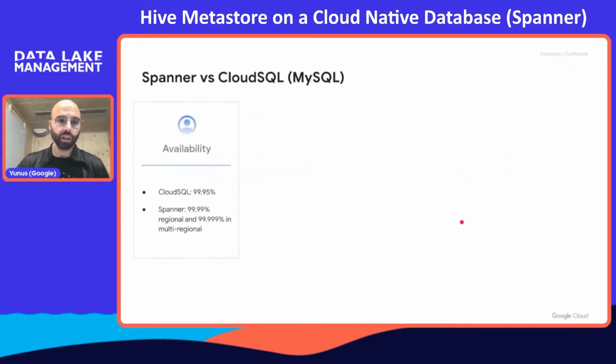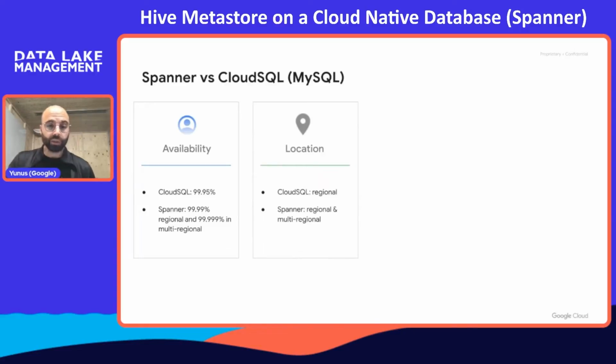To go into more detail, Cloud SQL, which is the MySQL main service that we offer, currently has a 99.95 SLA, and for Spanner it is four nines regional and five nines multi-regional. So we really provide higher availability. And as I said earlier, Metastore is a central place. Every query that you make in Hive or Spark goes first to Metastore, so the availability of the Metastore defines your system's availability as well.